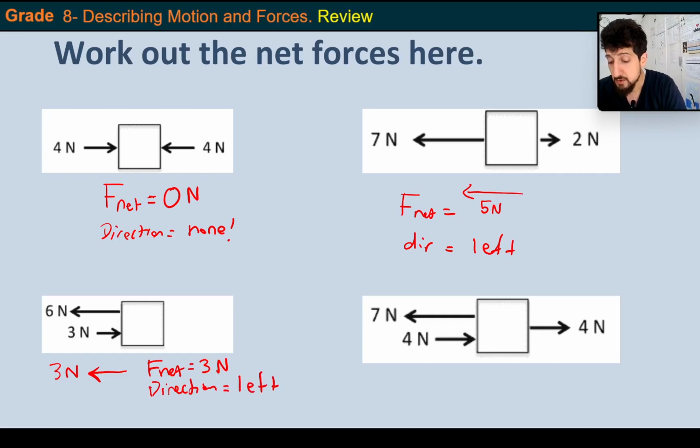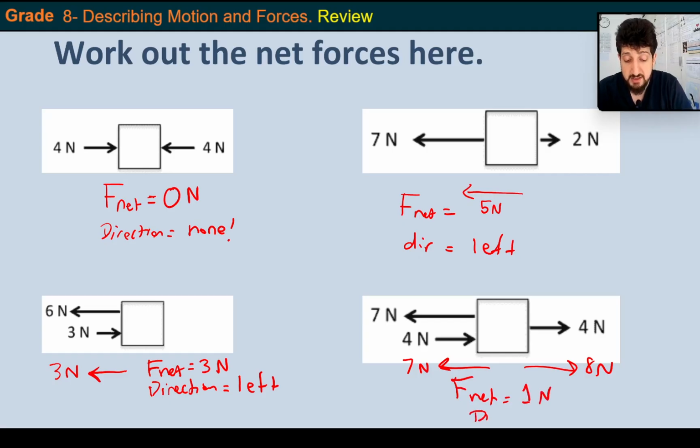left. Okay? And over here we've got 7 newtons to the left, 4 newtons to the right, and another 4 newtons to the right. So that means we've got 8 newtons to the right, 7 newtons to the left. So overall F net equals 1 newton, and the direction is to the right. Okay? And that's how you solve that one. And of course, forces are measured in newtons.